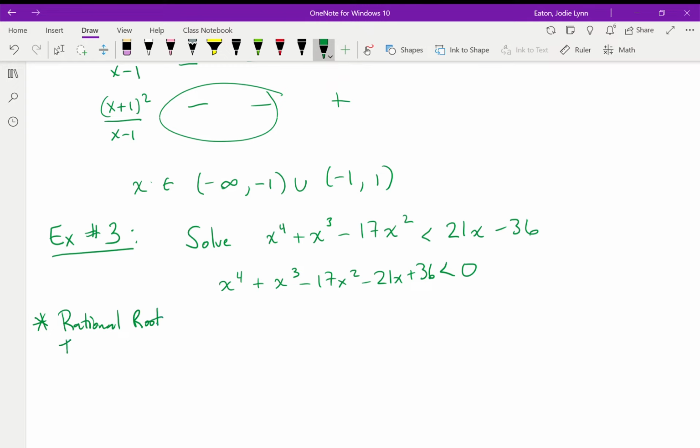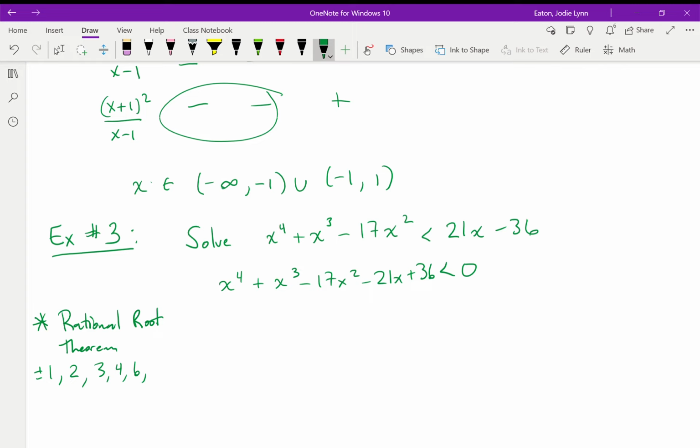So the rational root theorem says that our roots are going to be of the form a over b, where a is the constant term of our polynomial function. This works for polynomial functions, and b is the coefficient of the leading term, so the x to the fourth. So basically, we're looking at all the positive and negative factors of 36. So plus and minus 1, 2, 3, 4, 6. And let's start there.